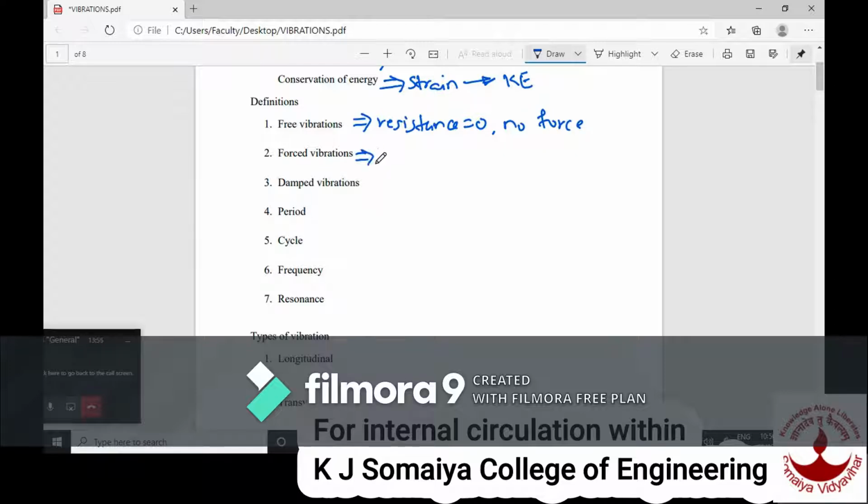Then the second definition is forced vibration. Forced vibrations are when a repeated force continuously acts on a system; the vibrations generated in that body are said to be forced vibrations. So a repeated external force is present in the case of forced vibration.